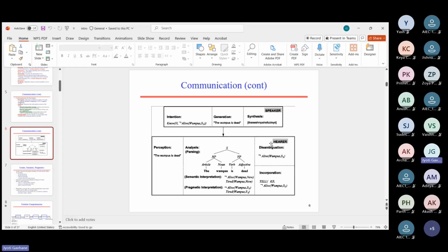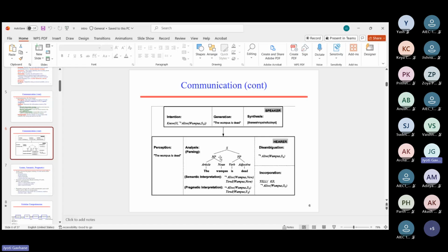And this is the role of the hearer, where whatever is sent by the speaker, he has to understand correctly, meaning he should not misunderstand, or there should not be any ambiguity when he is receiving the signal from the speaker.